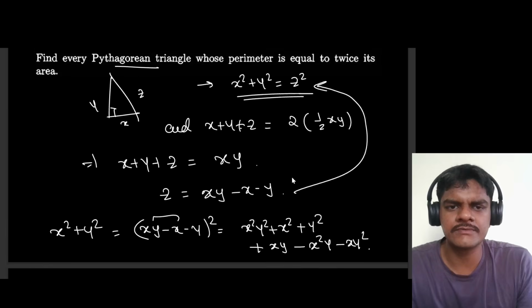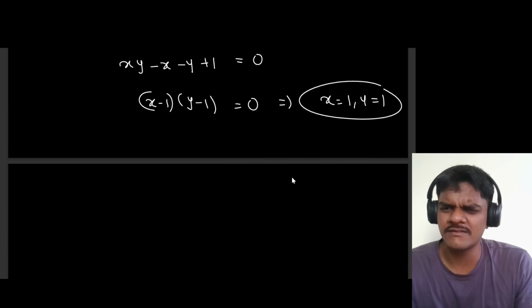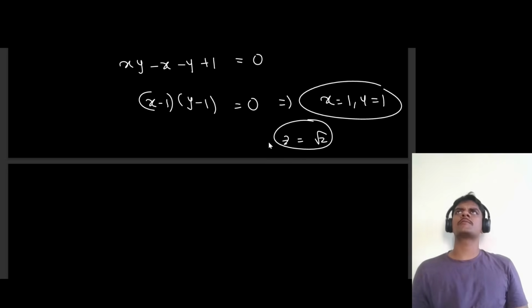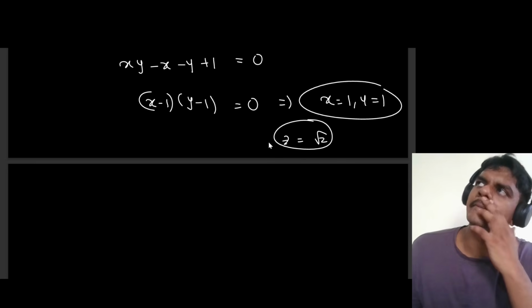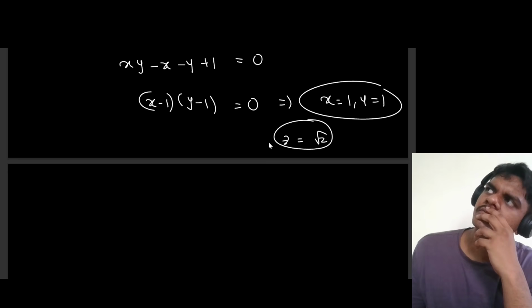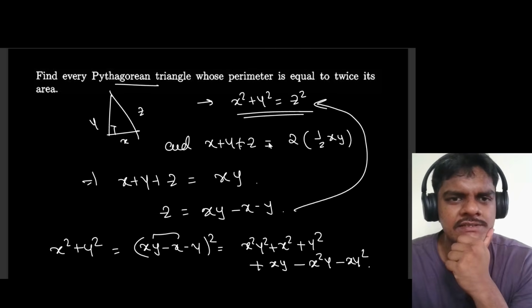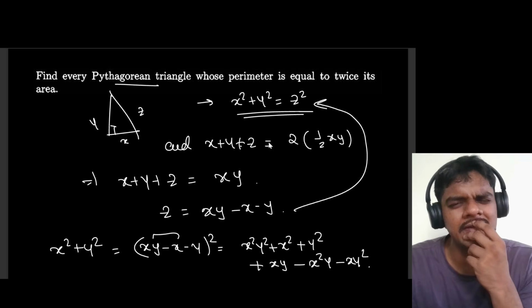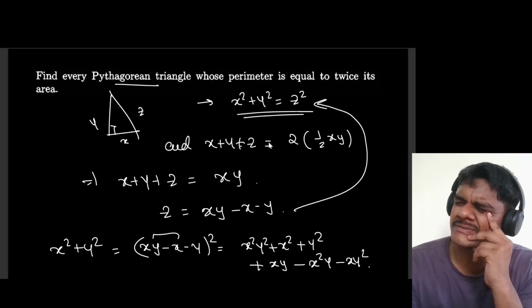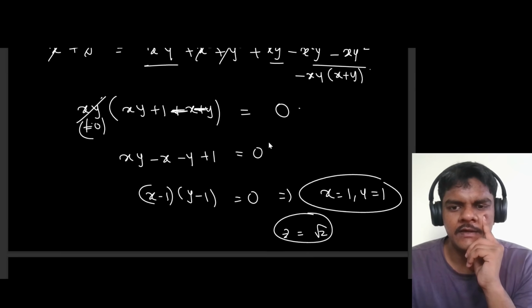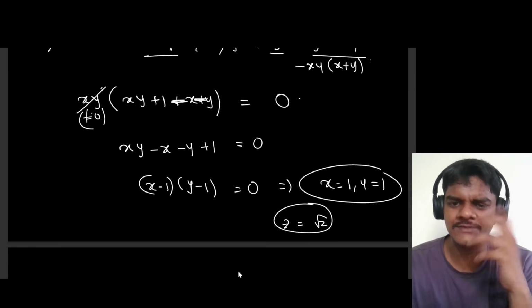So that's pretty much it. But that gives you z is equal to root 2. So is that a valid solution? I'm not sure, because we're simply solving the equation. I don't think it was said to be integer. When we say Pythagorean triangle, do we mean integer sides? I'm not sure. So let me know in the comments if you actually understood everything or not. So yeah, that's all for today.